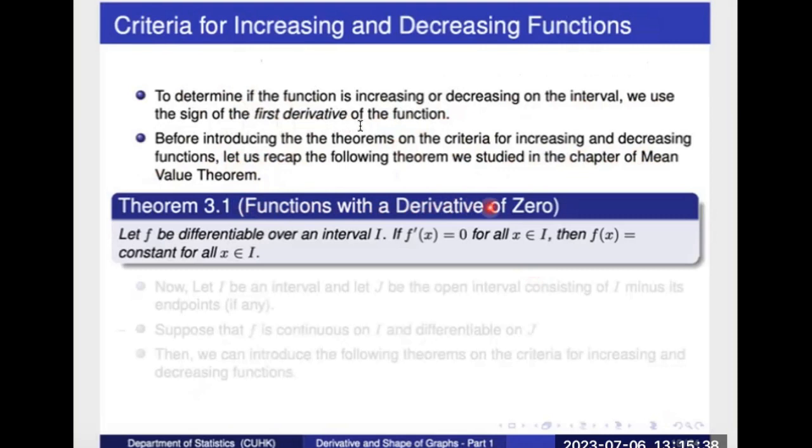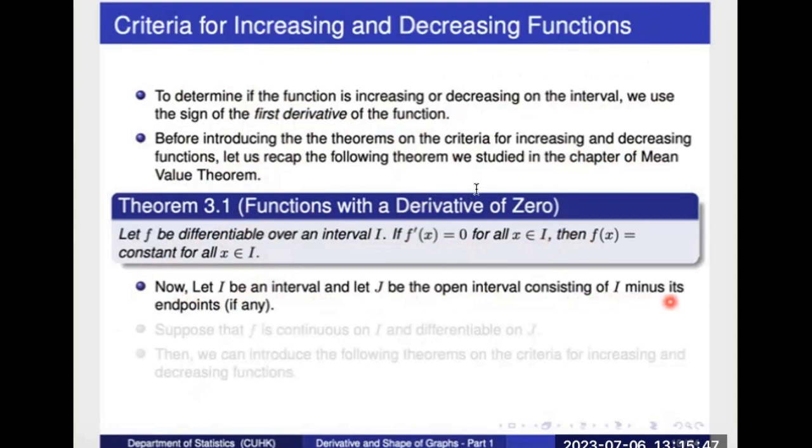Let f be differentiable over an interval I. If the derivative of f, denoted as f prime of x, equals 0 for all x in I, then it follows that f of x equals a constant for all x in I. Now, let's envision an interval, I, and define another interval, j, which consists of I minus its endpoints, if any. Suppose we have a function f that is continuous on I and differentiable on j.